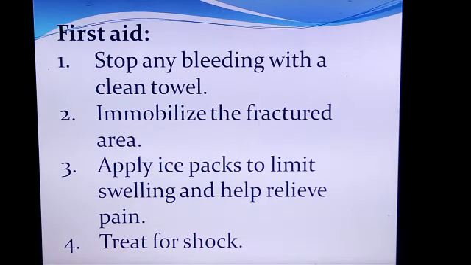Third, apply ice packs to limit swelling and help relieve pain. Do not apply ice directly to the skin. Wrap the ice in a towel, piece of cloth, or some other material.